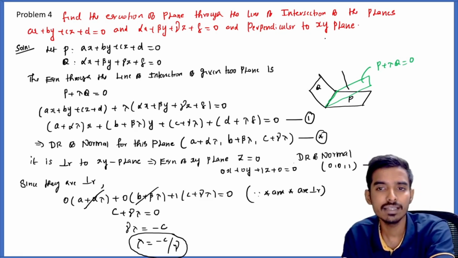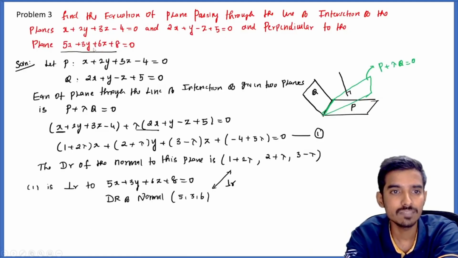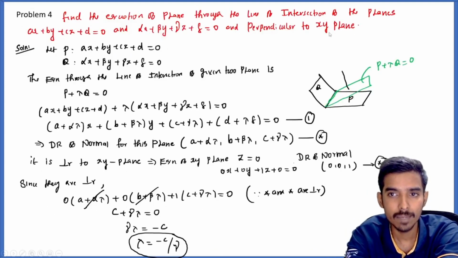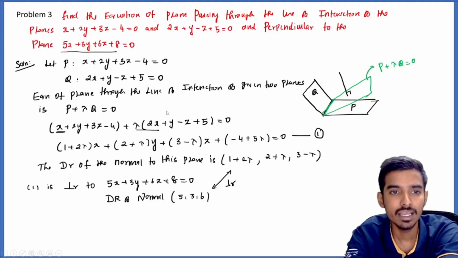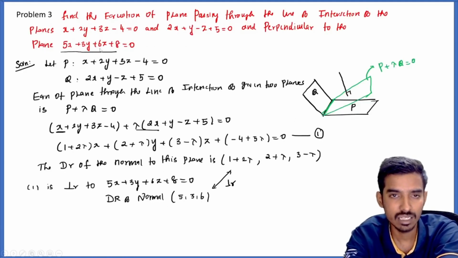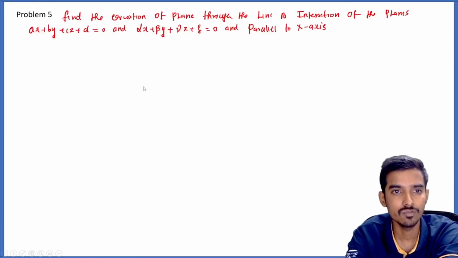So here they have said that it is perpendicular to 5x plus 3y plus 6z plus 8. Here they have said it is perpendicular to the xy plane, right? Both are similar problems only. Here we have z is equal to 0. Here we have 5x plus 3y plus 6z plus 8 is equal to 0, right? Then move on to the fifth problem.